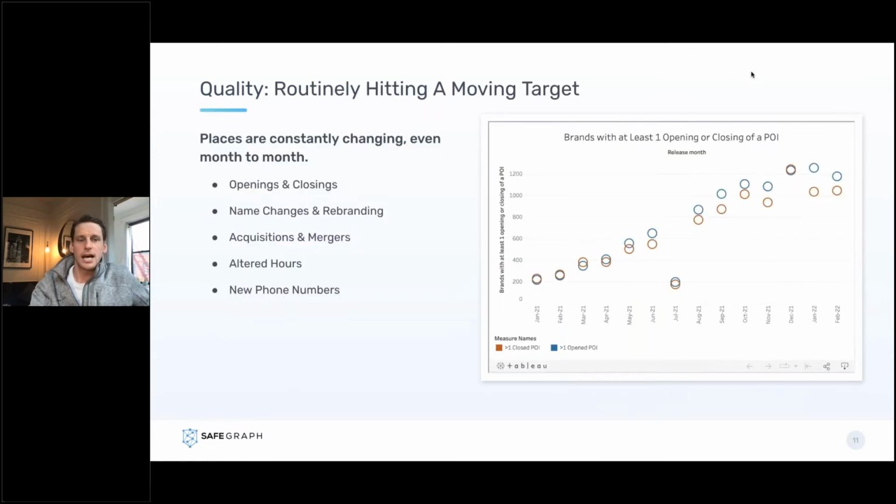This is just a slide on routinely hitting a moving target. And this is what I really want to drive home. I know you're probably going to a good number of webinars, and I don't expect you to remember everything that I say, but if there's one thing that I could really drive home when it comes to points of interest data and why you should care, it's the fallacy of them being static.